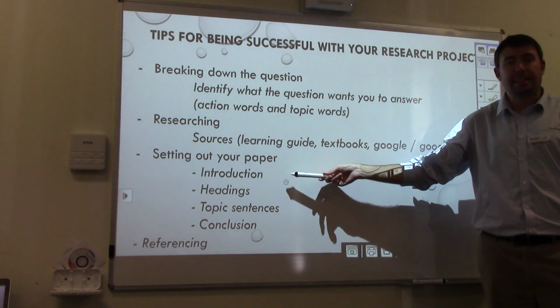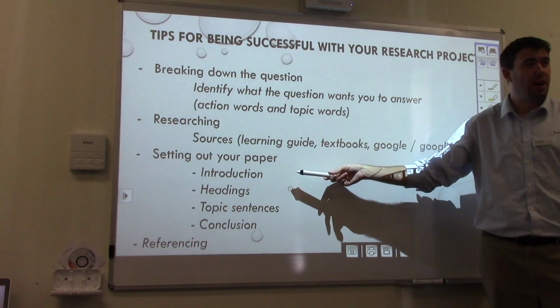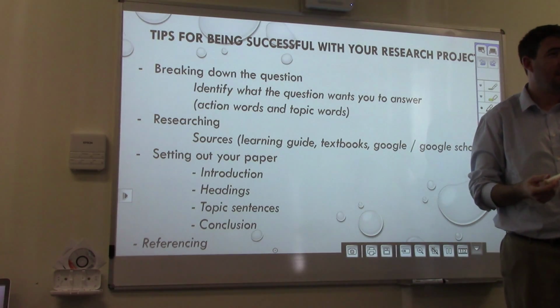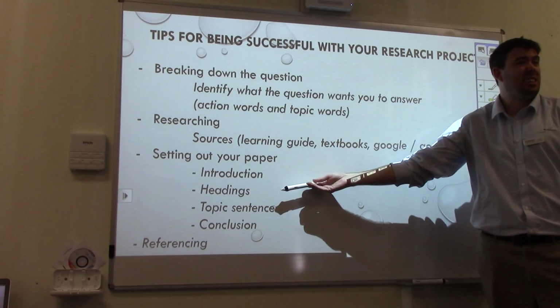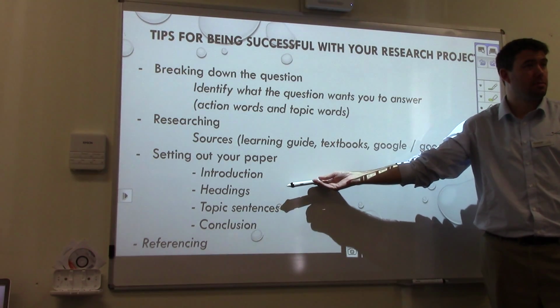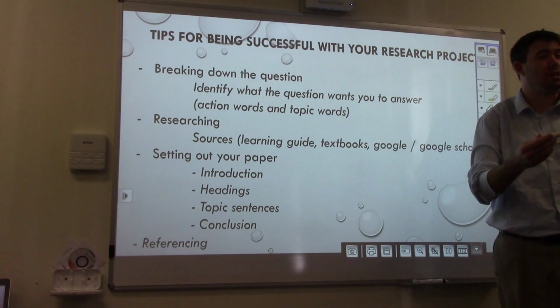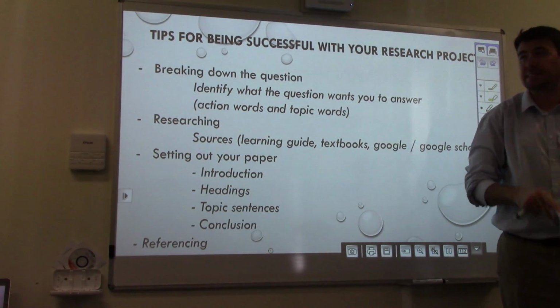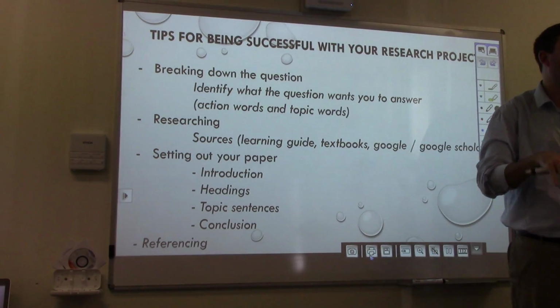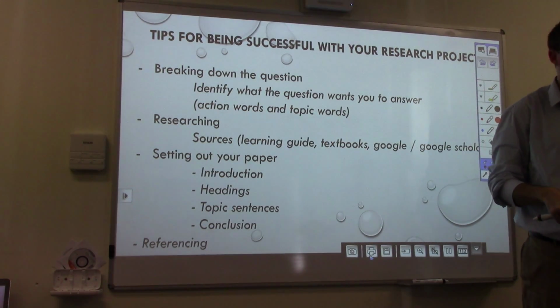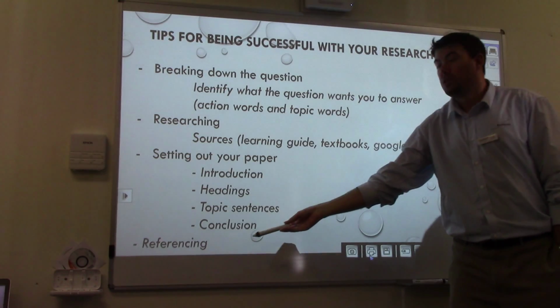We'll talk about how to set out your paper and some advice. You guys don't need to write essays. You're really only writing reports. So you'll use things like headings to make it simpler for you. That way when you're researching, if it doesn't fit under one of these headings that you've identified by breaking down the question, the chances are it's not relevant to your topic, to your project. Then we'll do a little bit about referencing.